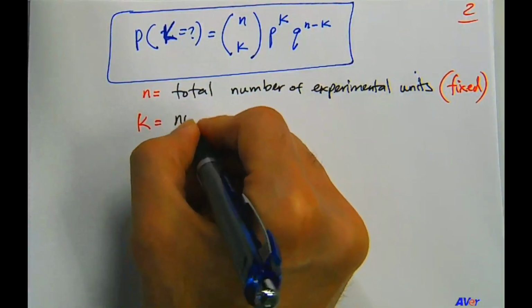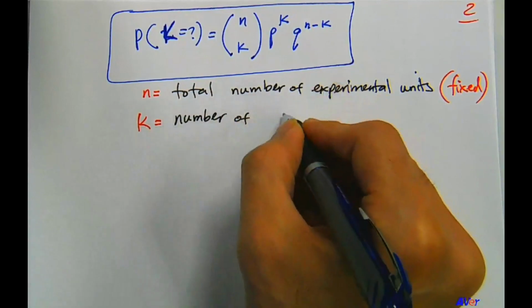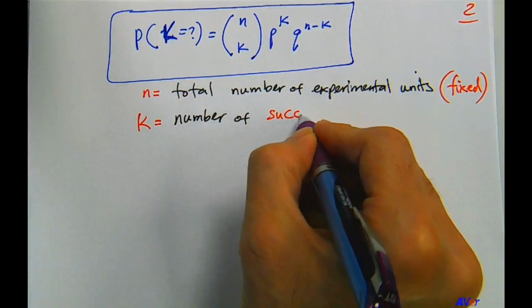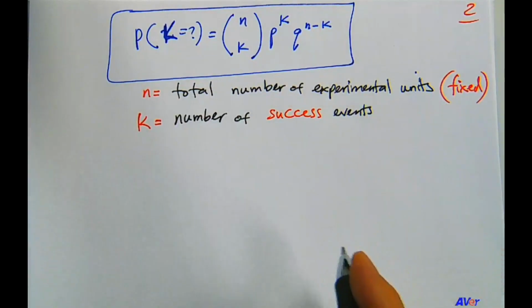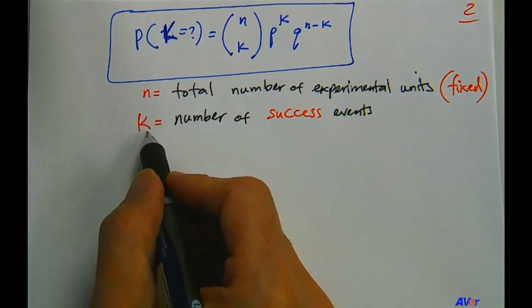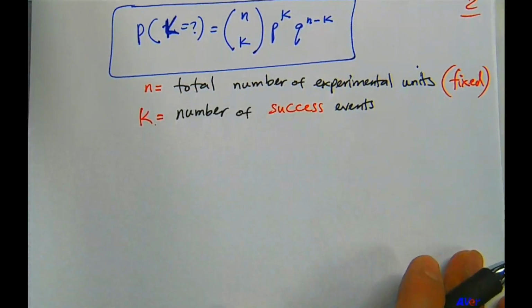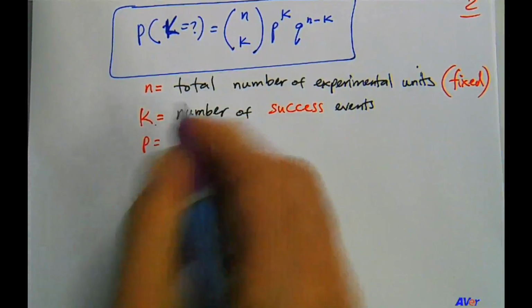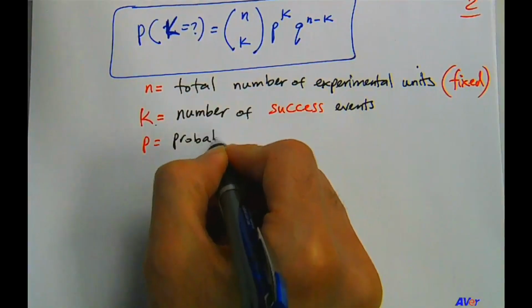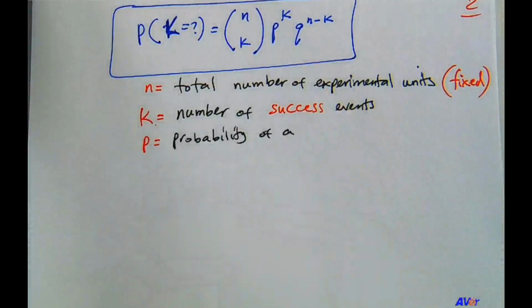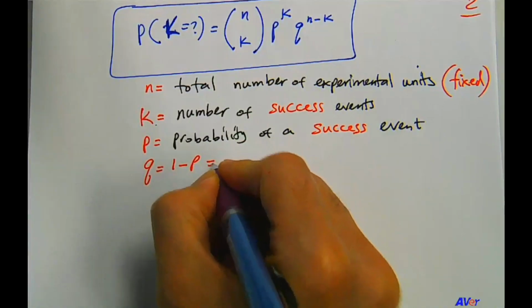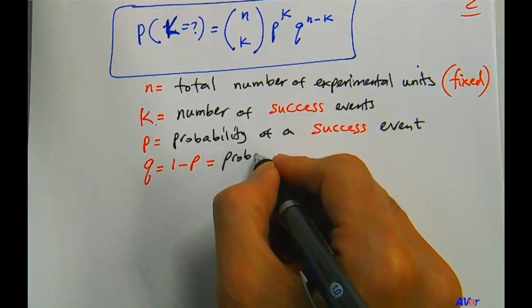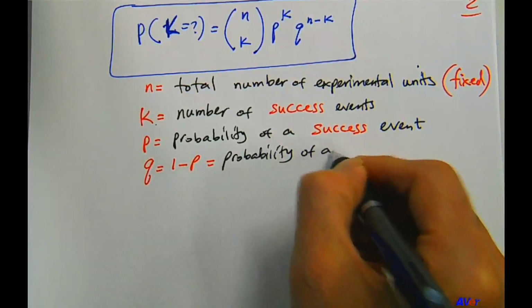K is the number of success events. So if you're looking for 5 defective CD-ROMs, if you find that, that is considered the K value, K equals 5. And P is the probability of a success event. And Q, which is equal to 1 minus P, is the probability of a failure event.